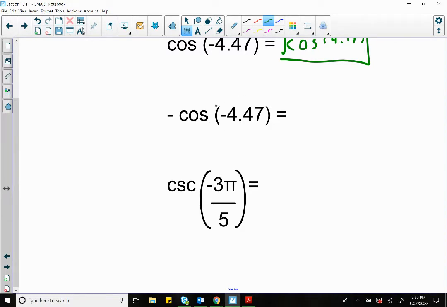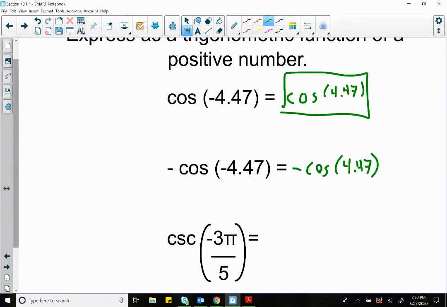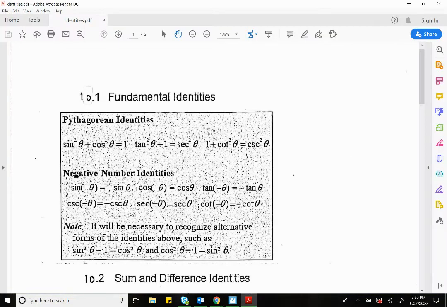Okay. So what's going to happen here? Well, the answer is going to stay a negative cosine 4.47. Okay? Because we can't touch the outside. All I did was take this problem and put a negative in front of it. So cosine negative 4.47 is the same as cosine 4.47. So negative cosine negative 4.47 will be the same answer as negative cosine 4.47.